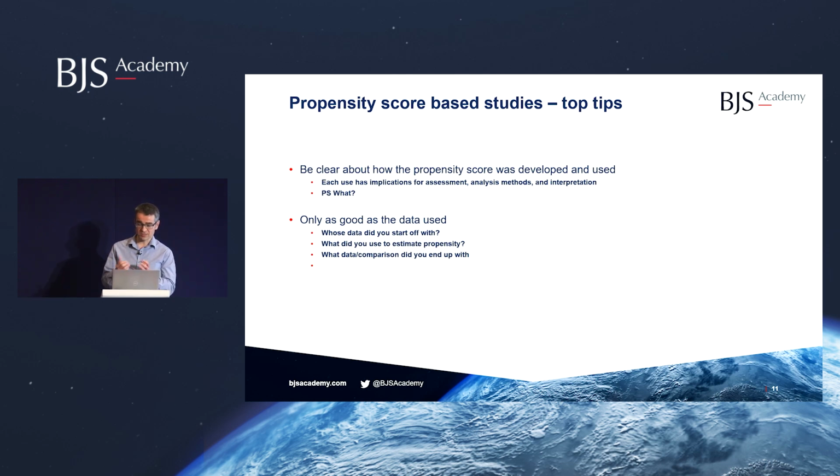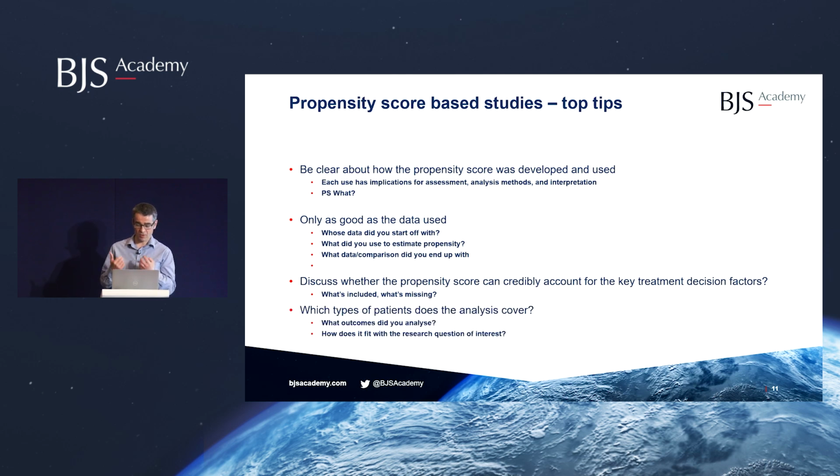And a propensity score study, like any research, can only be as good as the data that you've got. And the question then is, whose data did you start off with in a propensity score study? Who do you have? How did you estimate your propensity? And what comparison do you end up with? And so it's important that we discuss, and this was raised in discussion, whether the propensity score can credibly account for the key treatment decision factors. What's included, what's missing, and what types of patients?